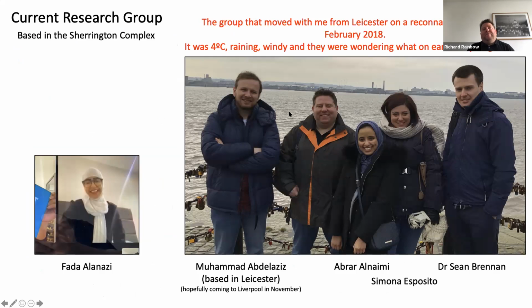And the funny thing about this photo is, as I said here, they moved with me from Leicester in February 2018. It was 4 degrees, howling wind, raining. They wondered what on earth they'd done coming to Liverpool, but thankfully they all seem to be quite pleased with our choice.